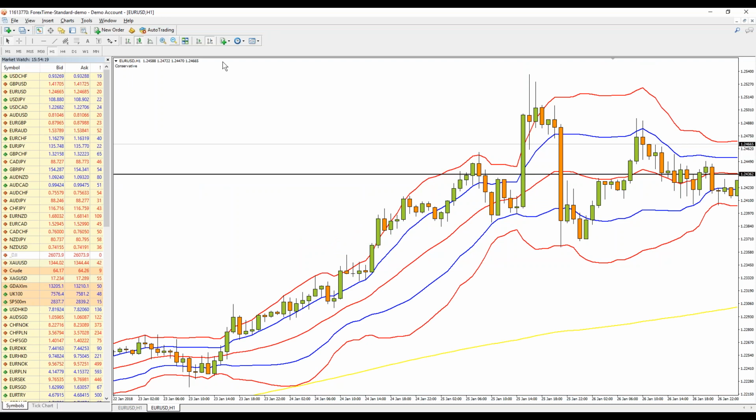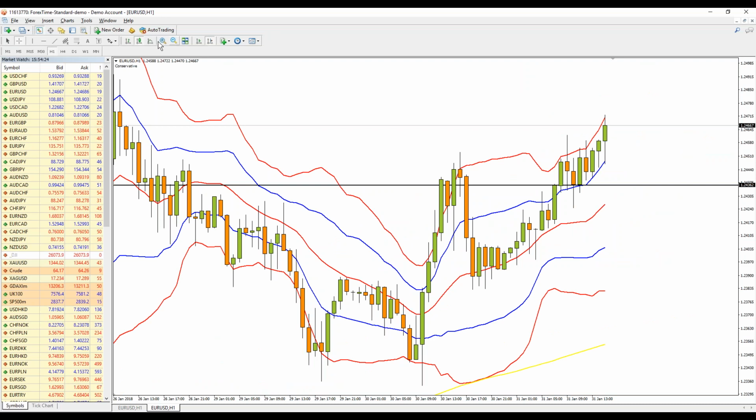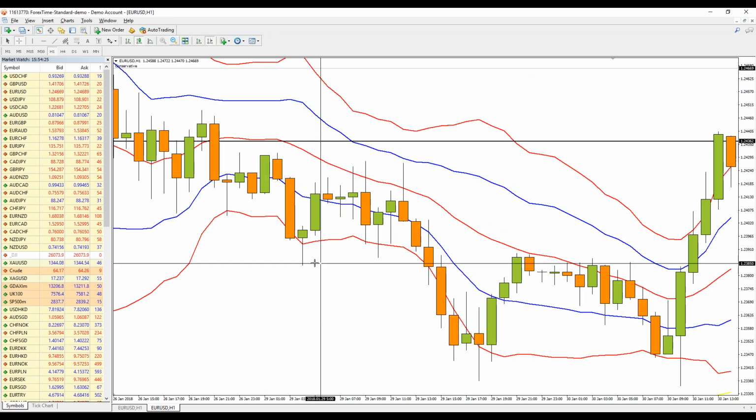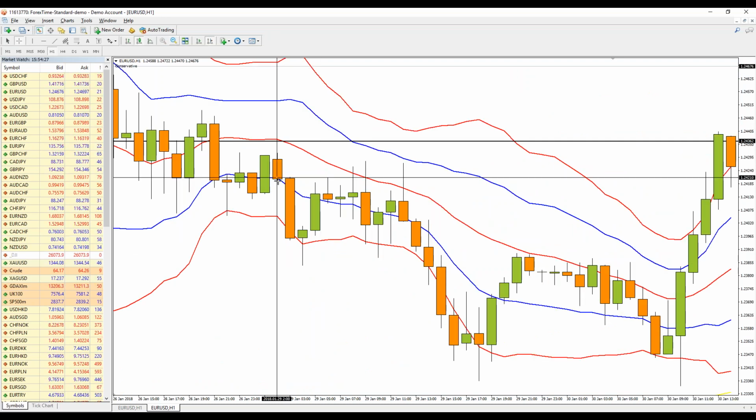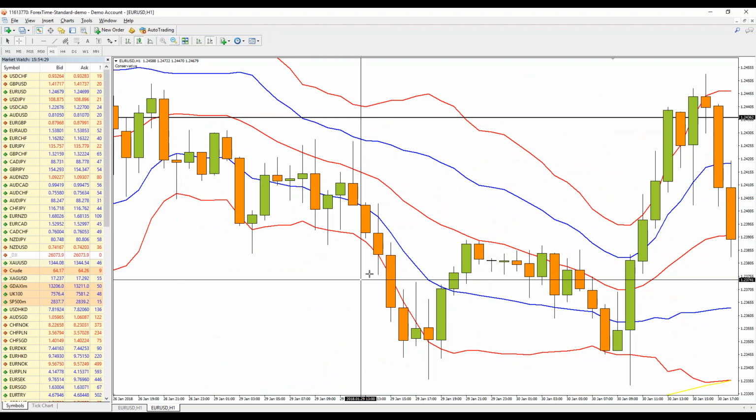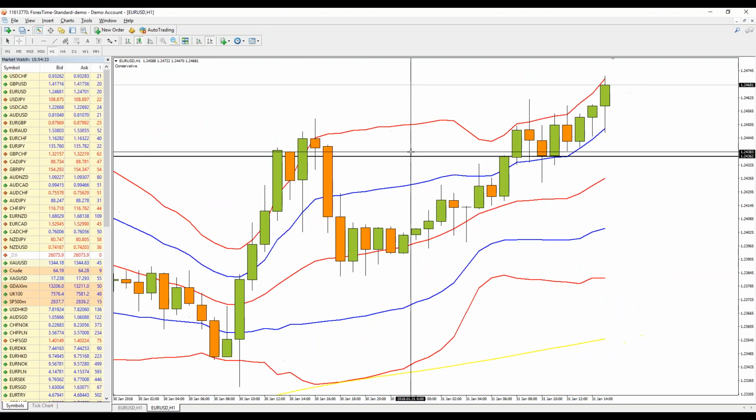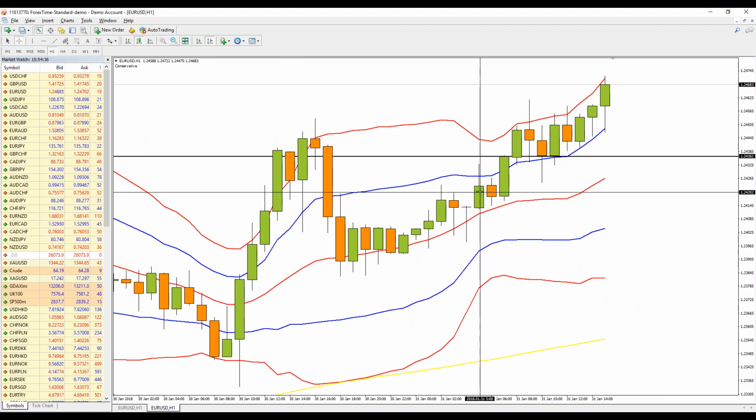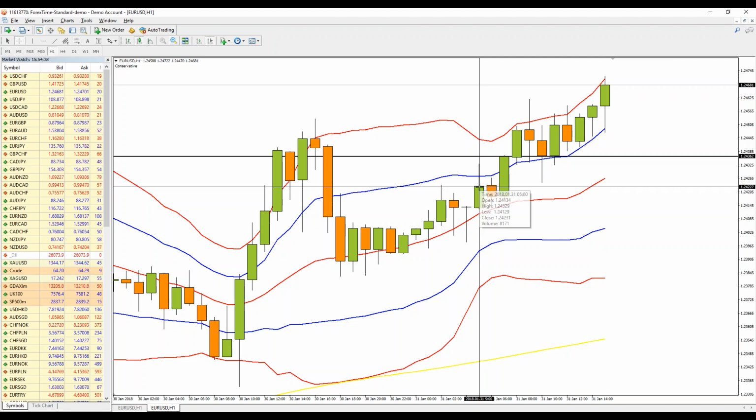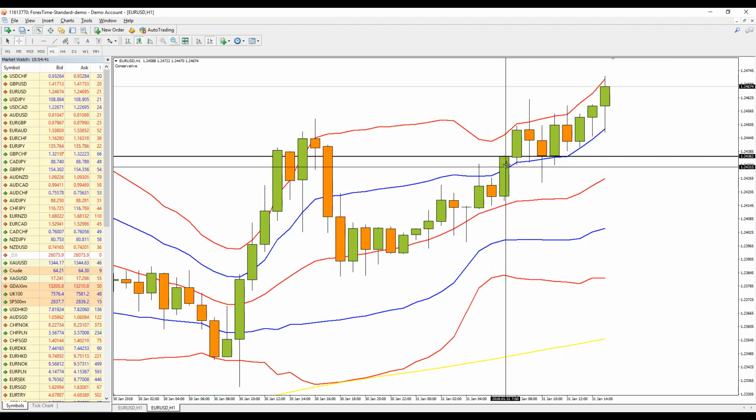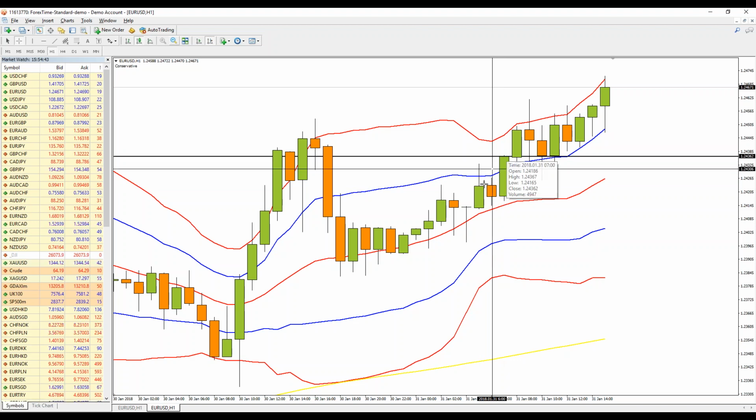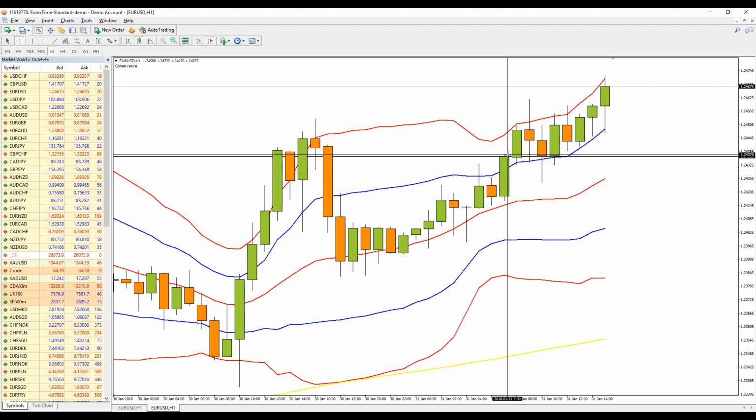Let's zoom in a little bit. Let's look at an example. Okay. So here we've got inside, inside, out. Okay. We've got inside, inside, out. So this will be a valid buy trade.